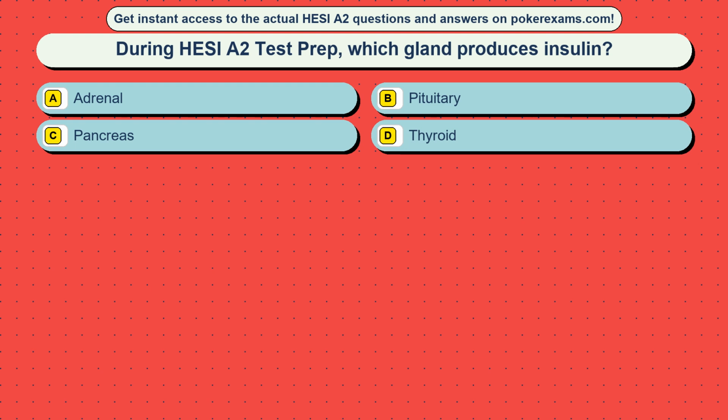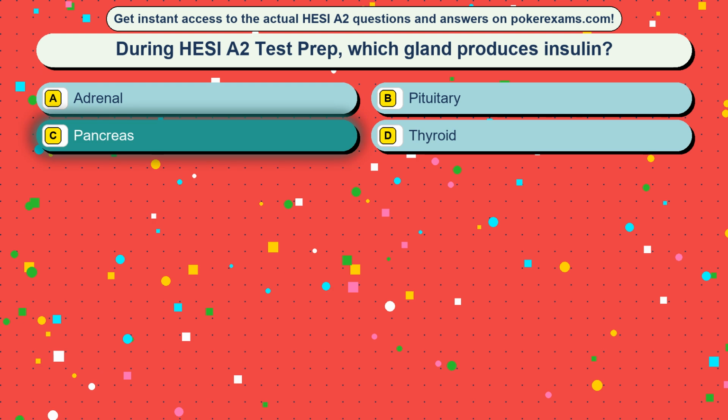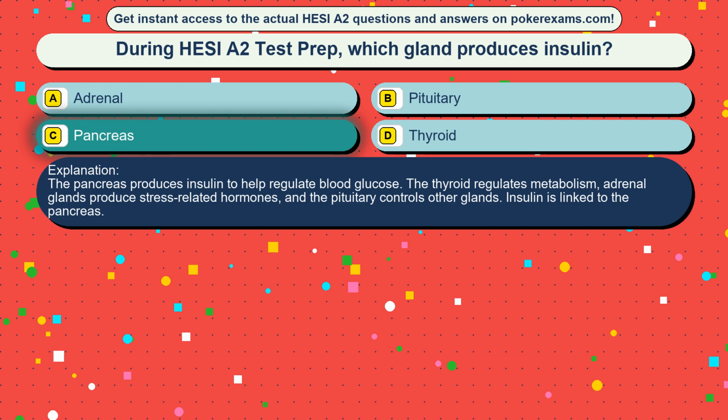Question 31. During HESI A2 Test Prep, which gland produces insulin? Option A. Adrenal. Option B. Pituitary. Option C. Pancreas. Option D. Thyroid. The correct answer is option C. Pancreas. The pancreas produces insulin to help regulate blood glucose. The thyroid regulates metabolism, adrenal glands produce stress-related hormones, and the pituitary controls other glands. Insulin is linked to the pancreas.